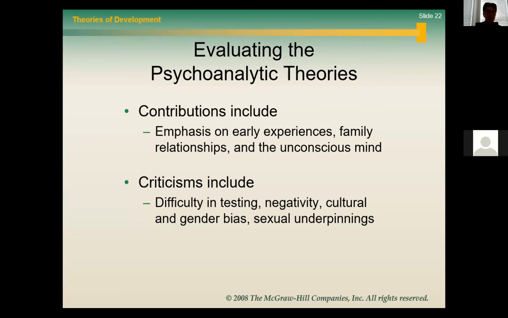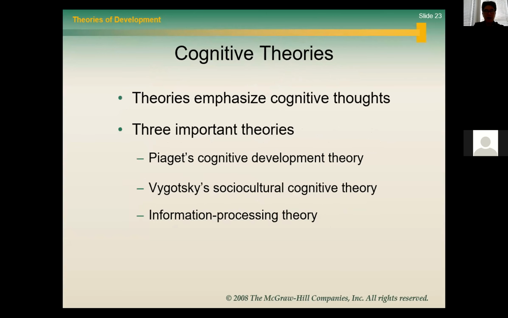Psychoanalytic contributions include the emphasis on early experience, family relationships, and the unconscious part of the mind. Some criticisms refer to difficulty in testing, negativity, cultural or gender bias, and sexual underpinnings. So it is a biased view, and some scholars argue that about psychoanalytic theory. The second part of theory is cognitive theory from Piaget and Vygotsky, and information processing theory.